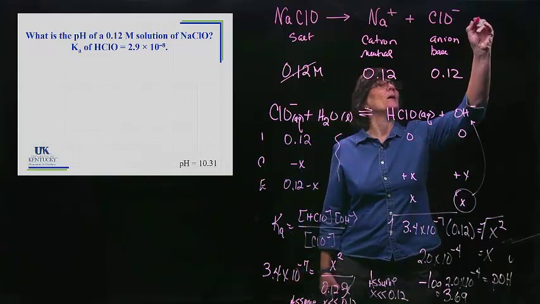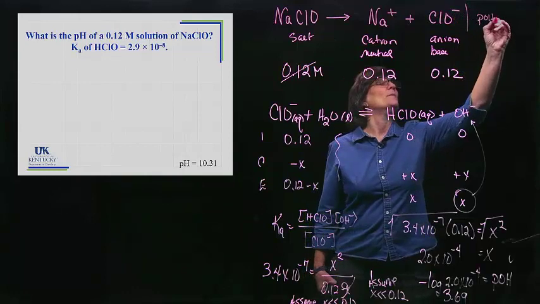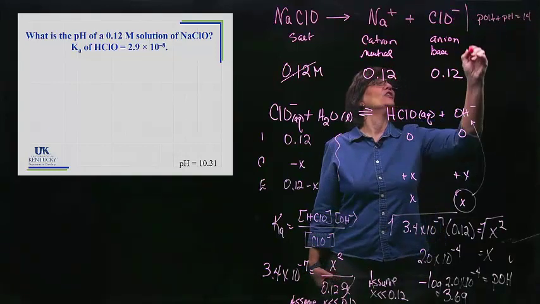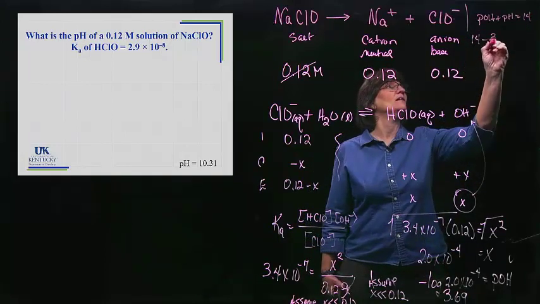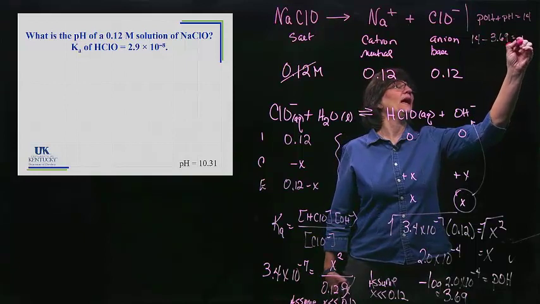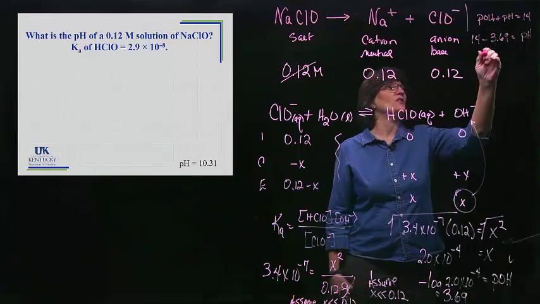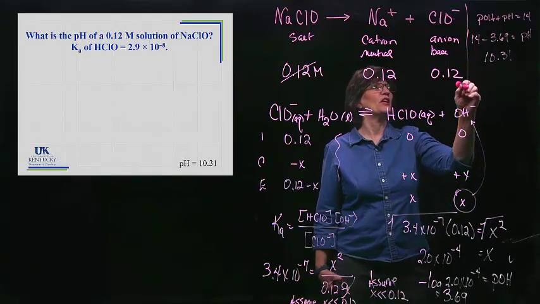We know that pOH, let me just write it over here, pOH plus pH is equal to 14. So 14 minus pOH, which was 3.69, is equal to pH. And that's what's being asked for in this problem, and the answer is 10.31.